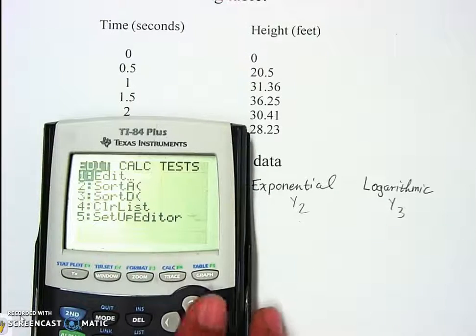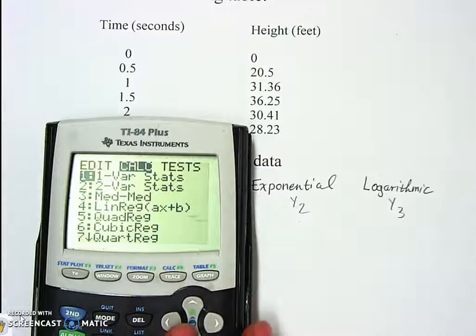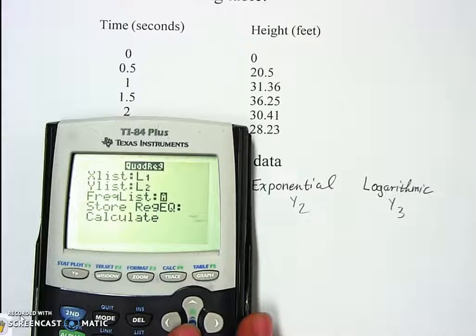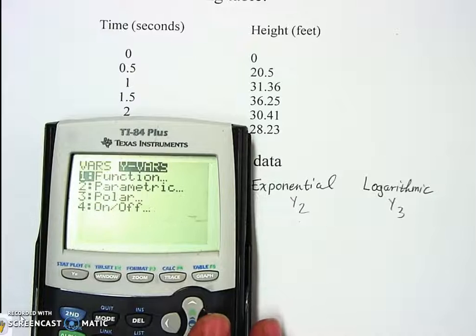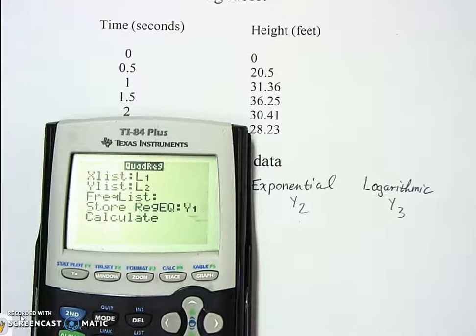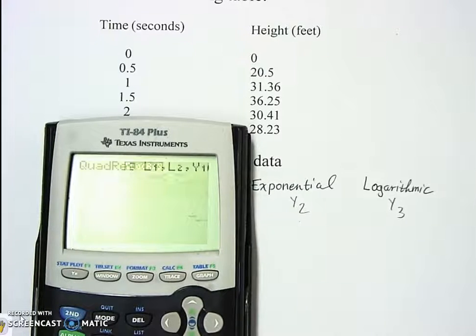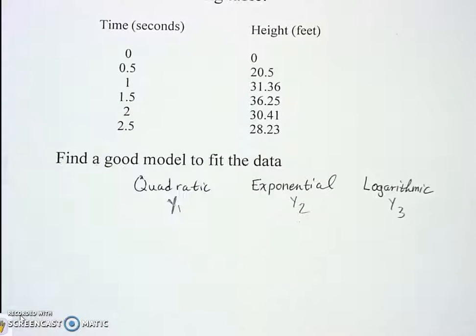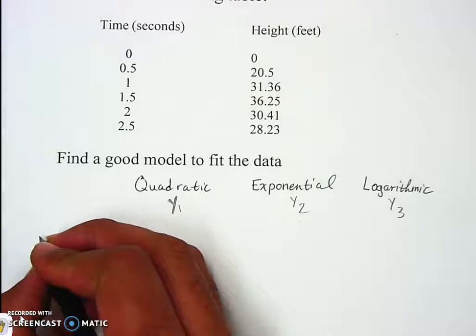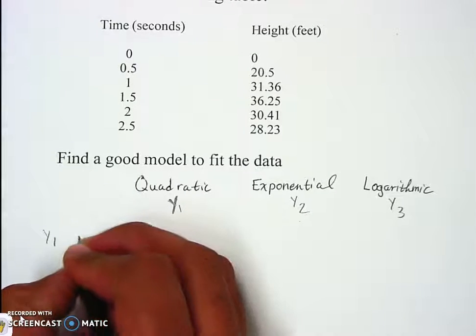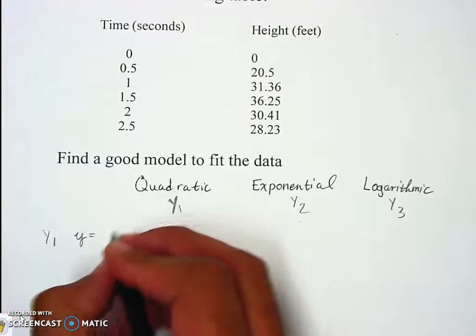So here we're going to stat, go to the right, go down to number 5 for quadratic. We're going to come down to store regression equation, do vars to the right, Y-vars, 1, 1, and calculate it. And again, we're going to write these down, and we're going to keep the R squareds there because that's important. So for Y1, I'm just going to write down the equation. I'm not going to do the A part.